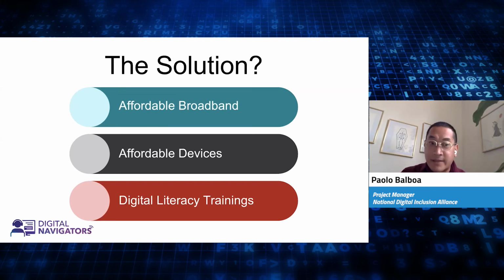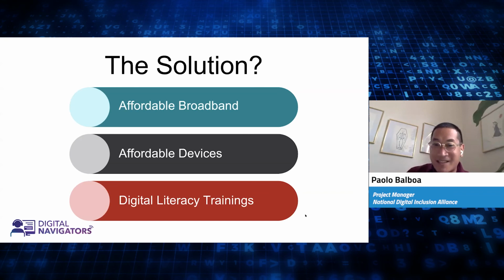As far as affordable devices go, there's a network of local and national computer refurbishers and hotspot lenders that represent that affordable devices leg of the stool. But then there's also what I would call the more elusive third leg of the stool. That's the training on how to use these devices and the internet. I would say this represents the human component of digital equity work.